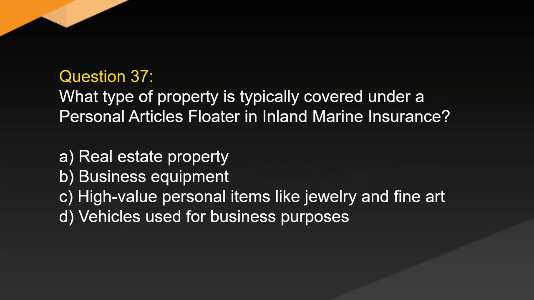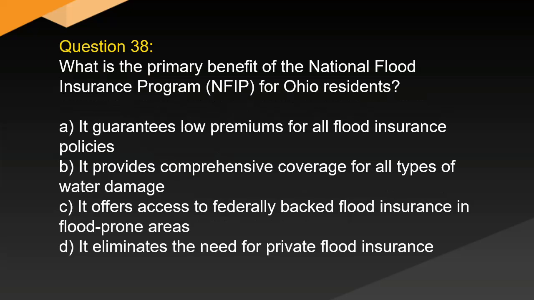Question 37. What type of property is typically covered under personal articles floater and inland marine insurance? A. Real estate property. B. Business equipment. C. High-value personal items like jewelry and fine art. D. Vehicles used for business purposes.